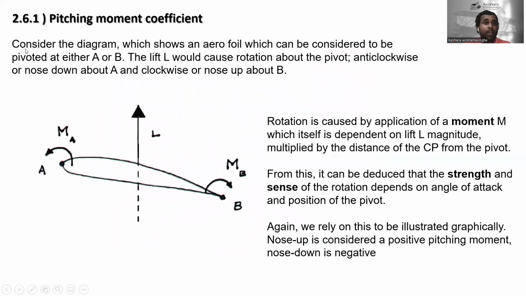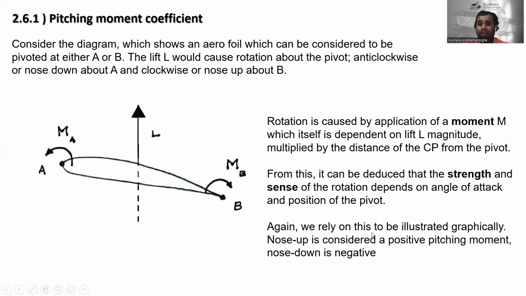All right, so now let's go to the pitching moment coefficient. Consider the diagram, which shows an aerofoil which can be considered to be pivoted at either A or B. The lift L would cause rotation about the pivot anti-clockwise or nose down about A, and clockwise or nose up about B. So rotation is caused by application of moment M, which itself is dependent on lift L magnitude multiplied by the distance of the center of pressure from the pivot. From this it can be deduced that the strength and the sense of the rotations depend on angle of attack and position of the pivot.